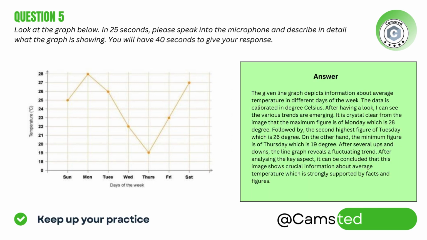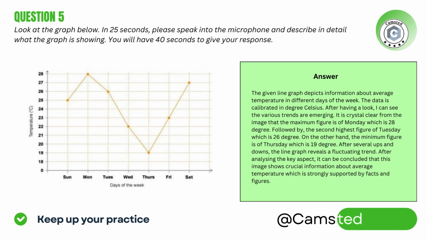The given line graph depicts information about average temperature in different days of the week. The data is calibrated in degrees Celsius. After having a look, I can see the various trends are emerging. It is crystal clear from the image that the maximum figure is of Monday, which is 28 degrees. Followed by the second highest figure of Tuesday, which is 26 degrees.